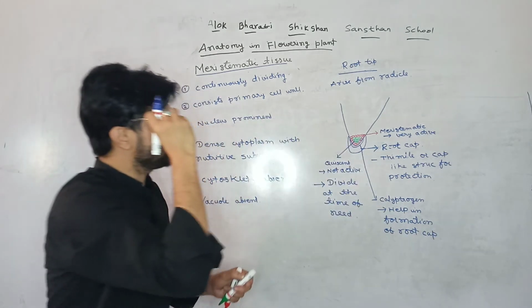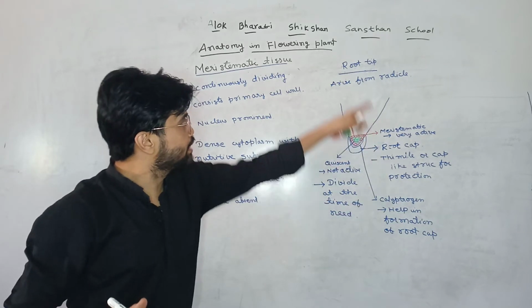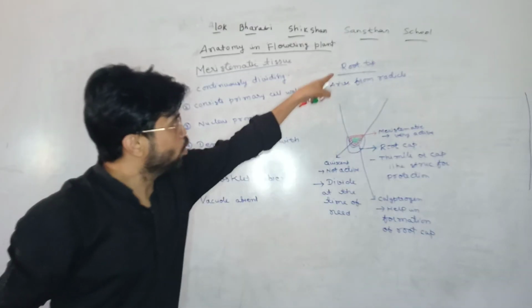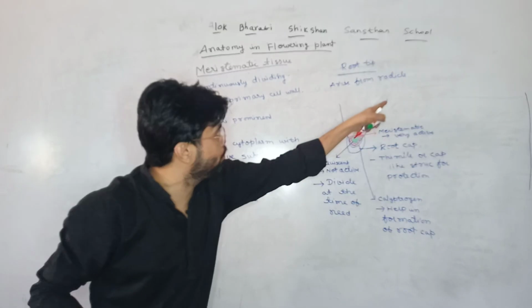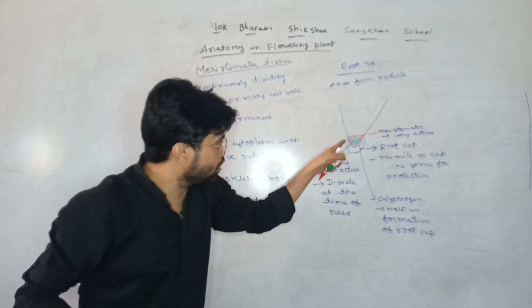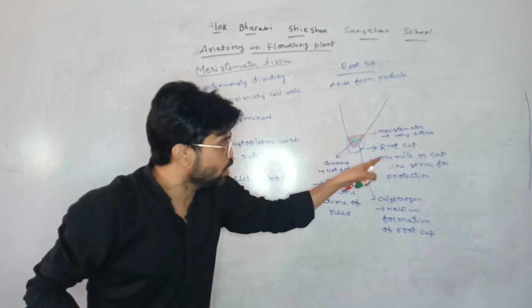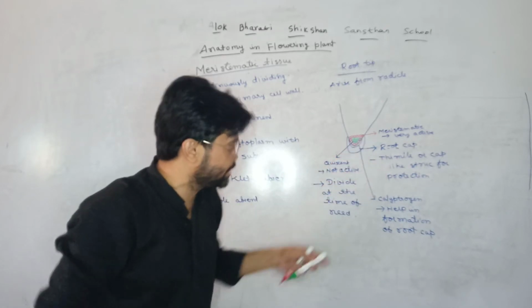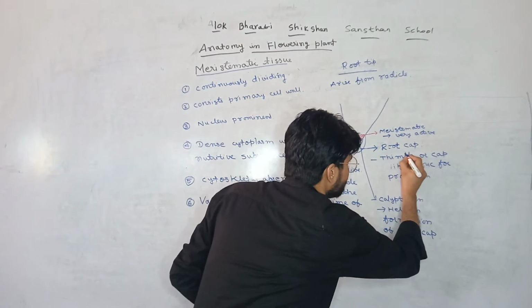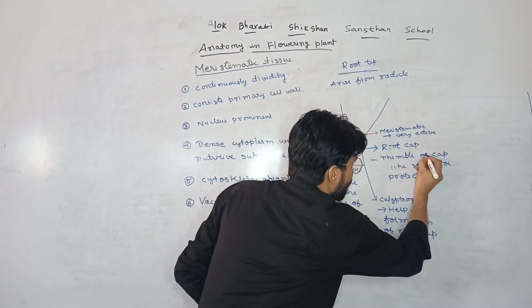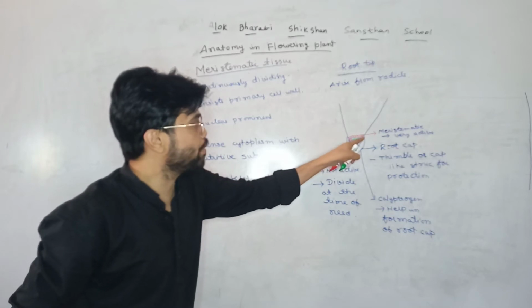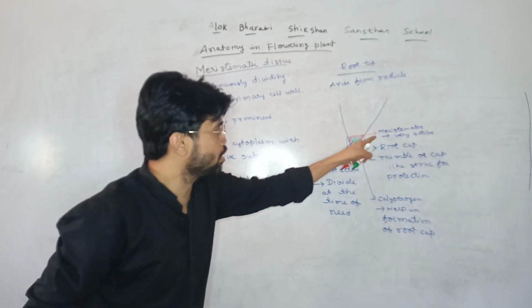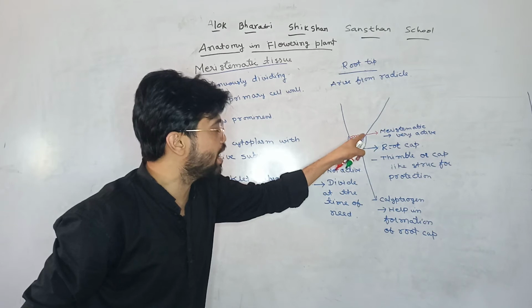So my dear student, this is all about the root tip. Root tip arises from the radicle. This is the picture of the root tip. You can see that the root cap is present, which is a thimble or cap like structure for protection. After that, at the tip there is meristematic tissue that I make with the help of the red marker.